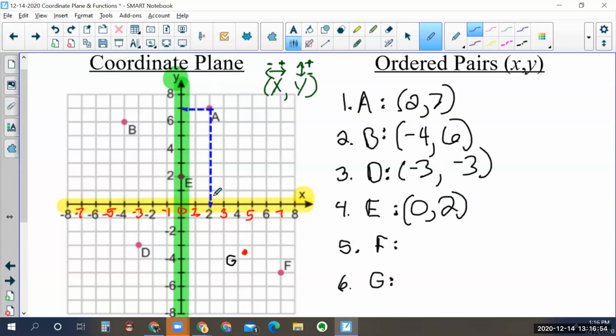If I did it just trying to look at what am I even with on the axis, well, for the x-axis, I'm even with the number 0, so that's how I know x is 0. And on the y-axis, I'm even with that 2. So either way you look at it, 0, 2. Any questions there, guys?